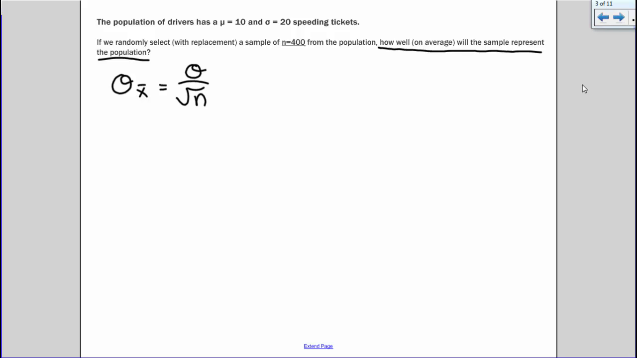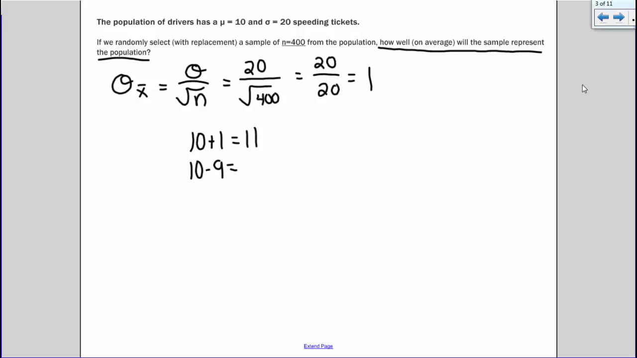So, drawing out my formula here. 20 is our standard deviation, and we already identified that the square root of 400 is 20, so we have 20 divided by 20, and we end up with a standard error of 1. So with a sample of 400 drivers, our estimate of the population average of speeding tickets would be off on average by plus or minus 1 ticket. So we're likely to overestimate the number of speeding tickets to 11, or underestimate the number of speeding tickets. Oop, look, I got ahead of myself. 10 minus 1 is 9. So we're thinking between 9 and 11 speeding tickets will represent that middle 68% of the distribution.